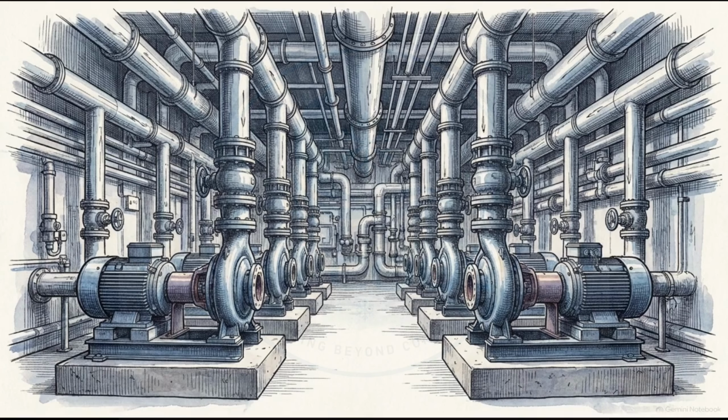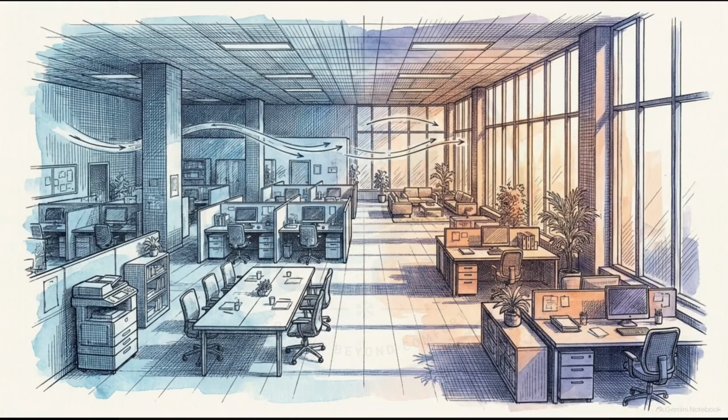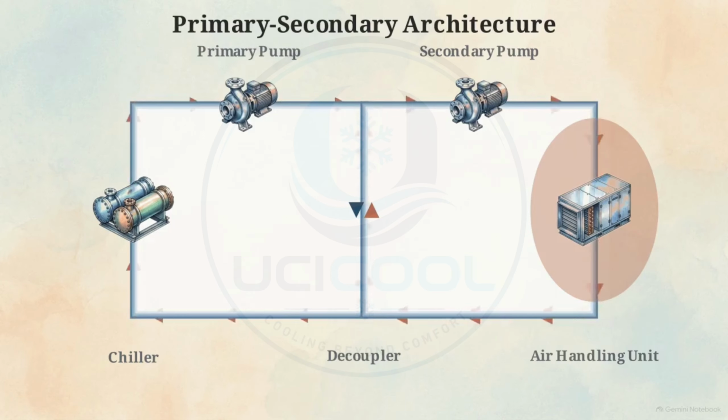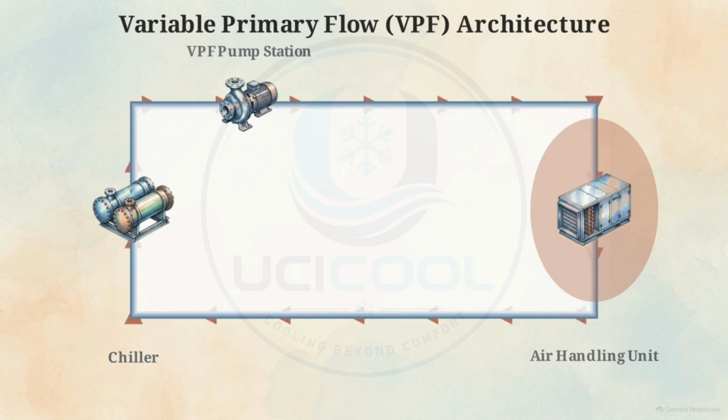Historically, large plants faced a structural conflict. A chiller's evaporator requires a strict, constant flow of water to prevent its internal tubes from freezing. But a building requires highly variable flow as thermal loads shift throughout the day. The traditional solution is the primary-secondary piping arrangement. The primary loop's sole job is to maintain a safe, constant volume of water through the chiller. Secondary pumps act independently, varying flow to push exactly what the building demands.